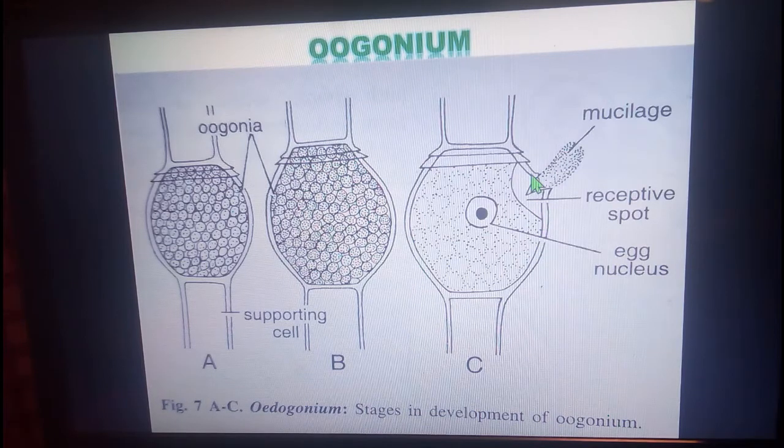Now, just opposite to this slit, you can see here a hyaline area is present in the egg, and this hyaline area is known as the receptive spot, because here when the antheridia or the male gamete enters, it will enter through this slit. So this portion is therefore referred to as the receptive spot, and the egg nucleus will move under the receptive spot. You can see here it will start moving just under this receptive spot before fertilization.